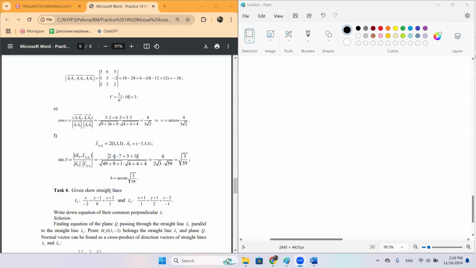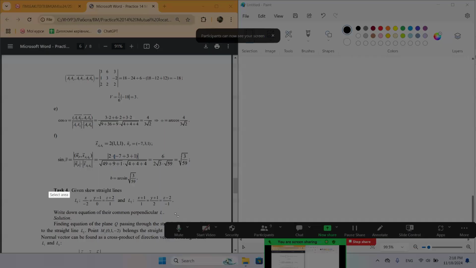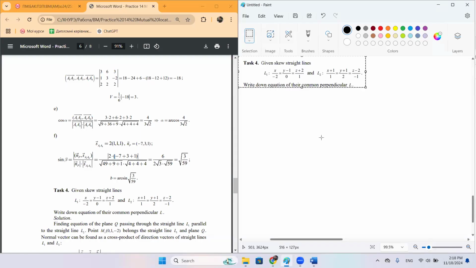Okay, let's continue. The next task: we have two skew straight lines, so they are not in the same plane. It means that they are not parallel, they don't intersect, and we need to find the equation of their common perpendicular. You know that the common perpendicular helps us to find the distance between these skew straight lines.